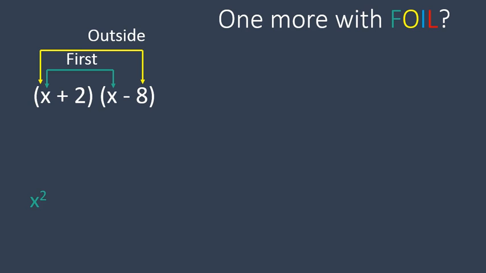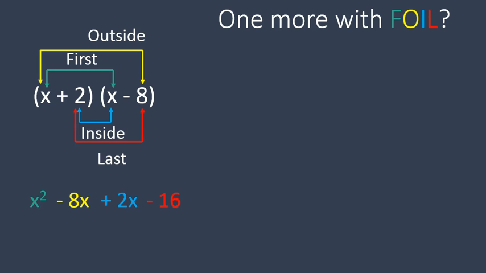We're going to do one more question using FOIL. It's good practice for you. So go ahead and solve this multiplication question using the FOIL method. Let's start with the first terms. X times x gives us x squared. Our outside terms, x times negative 8 gives us negative 8x. Now we're going to multiply the inside terms. 2 times x gives us 2x. And the last term in each binomial, positive 2 times negative 8, will give us negative 16.